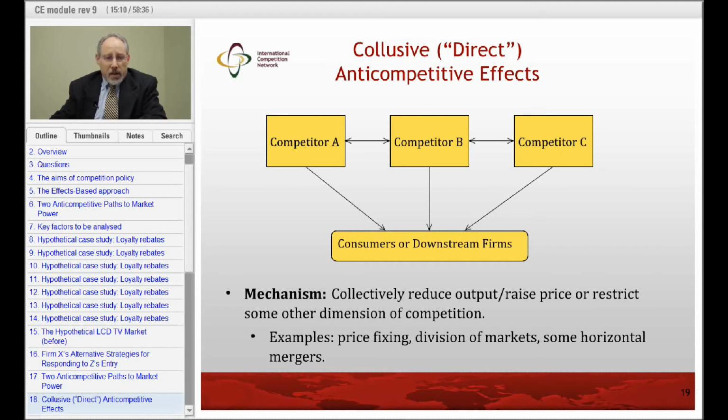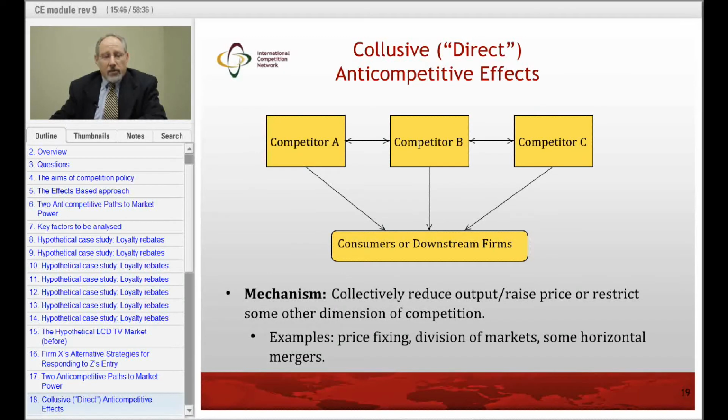With collusive competitive effects, we have direct impact on the next level of buyer. That could be consumers, or in our hypothetical, it's the retailers. And what we notice is that the firms, here depicted as firms A, B, and C, can collectively reduce output and raise price, or restrict some other dimension of competition. Typical examples would be price fixing, but it would also be true of a horizontal merger among the three. The point here is that the economic analysis would be the same regardless of the form of the behavior.